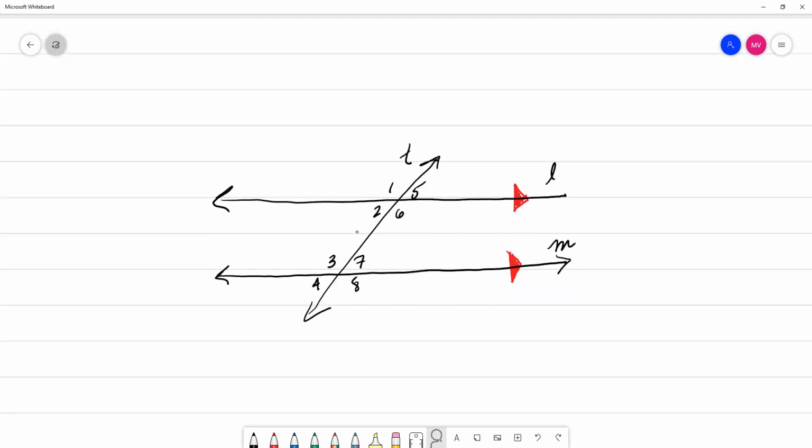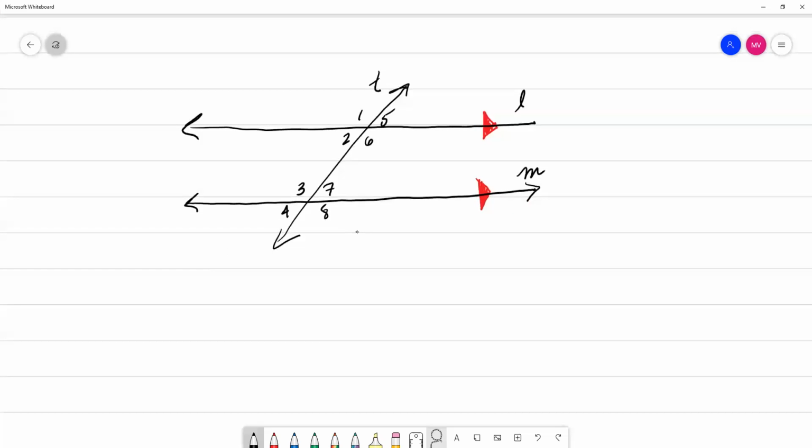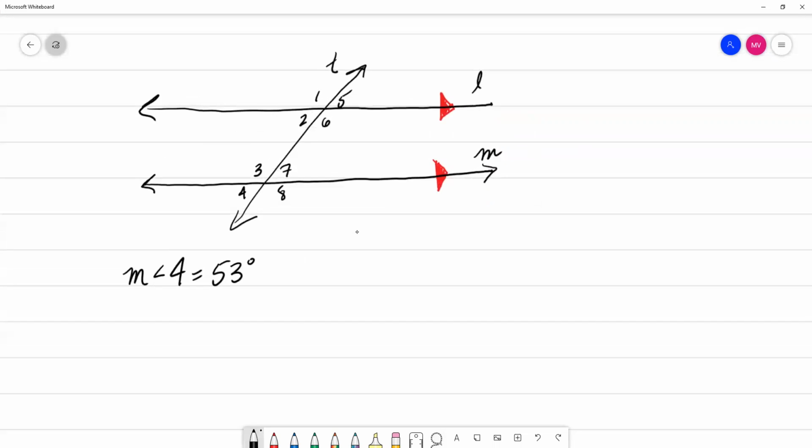Okay, so what did they tell us? They told us that the measurement of angle 4 is 53 degrees. All right, so what is the measurement of angle 3? Chad? If the measurement of angle 4 is 53 degrees, what is the measurement of angle 3? What do I need to do to find that angle measurement? 180 minus 53, which gives me what?